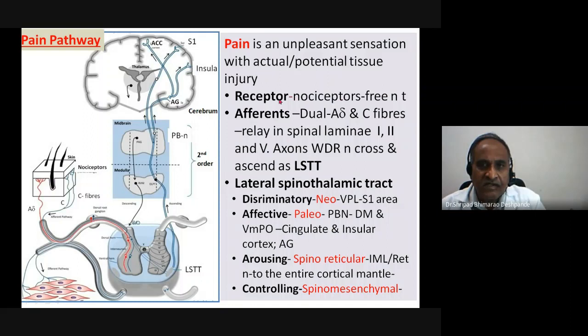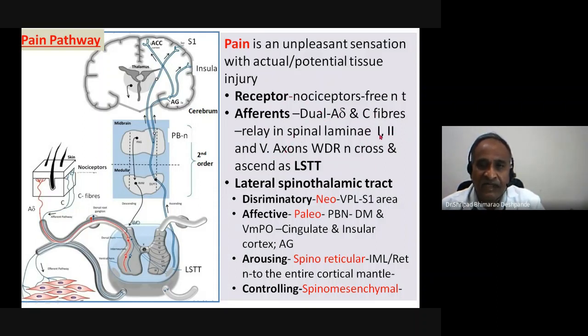These free nerve endings are carried by two types of fibers: the thinly myelinated A delta fibers and unmyelinated C fibers. So they are carried by a dual pathway, A delta and C fibers. These fibers reach the spinal cord. In the spinal gray matter, C fibers are relayed in laminae 1 and 2, and A delta fibers are relayed in laminae 1, 2, and 5.